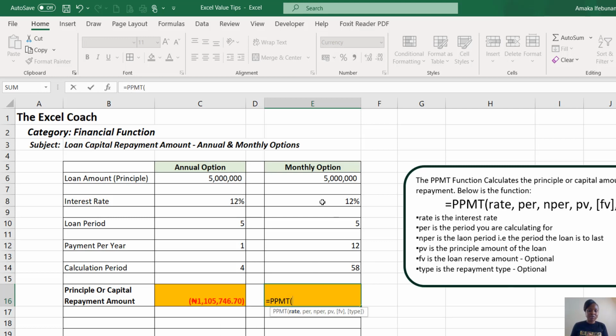The rate is this divided by the number of times we'll be making payment. So this is a monthly repayment option. And for monthly, you're making payment in a year 12 times. So in a year, you see that payment per year is 12. So I will divide this interest rate by this number of times I'll be making payment in a year, right? So what's the period I want to calculate?